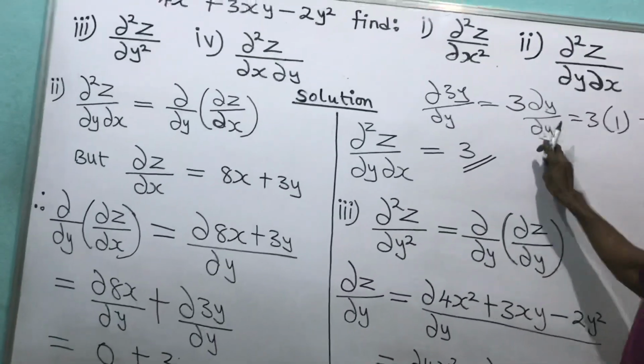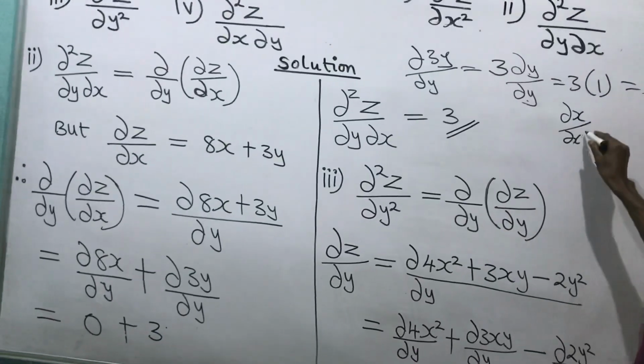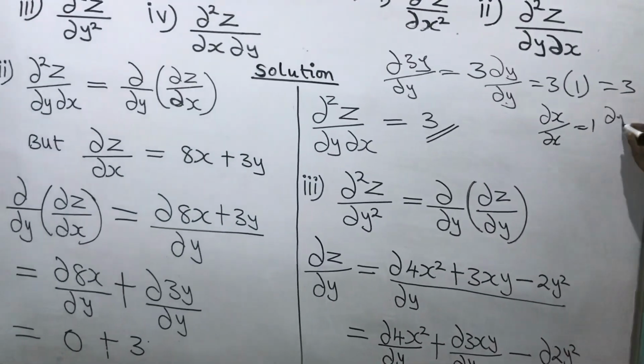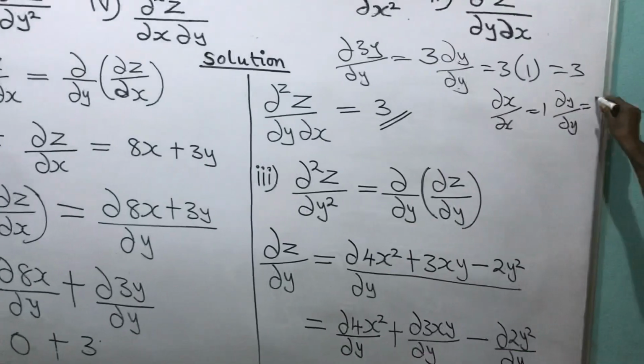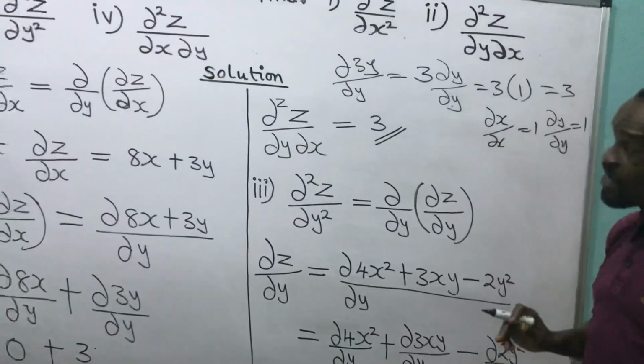The y will give me y. The x dx will give me 1. And the y will give me what? 1. Therefore, 1 times 3 will give me what? 3. That's how we get that.